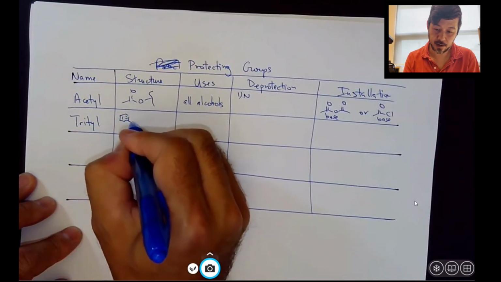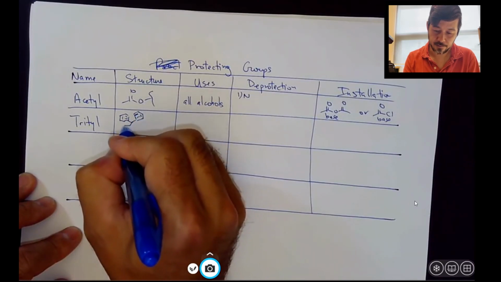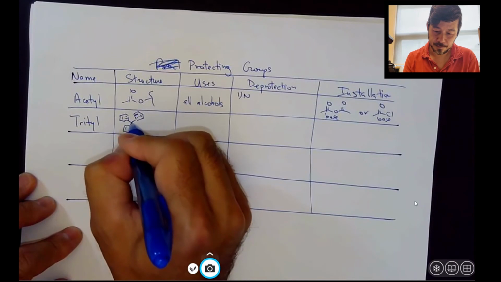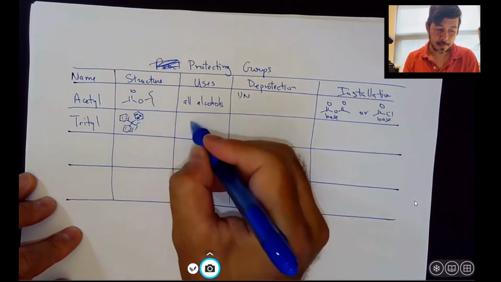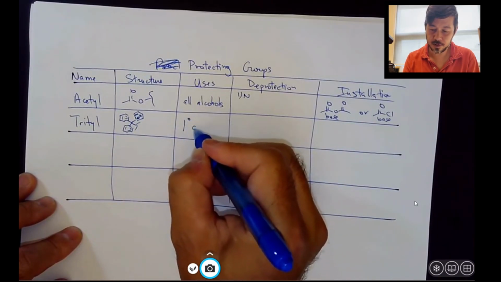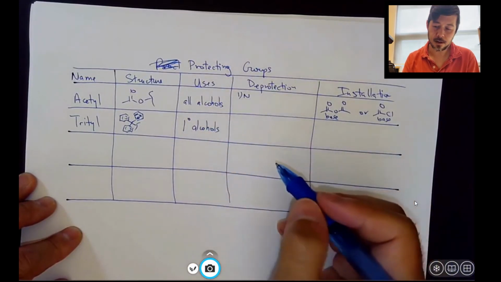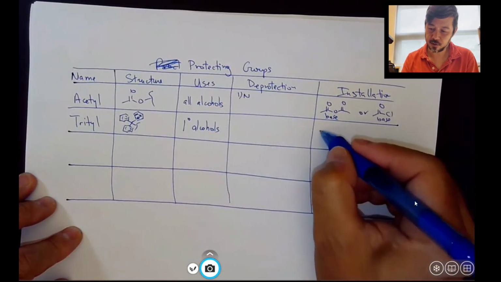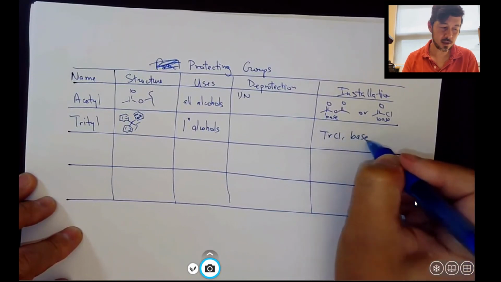Right, that's the triphenylmethyl group. In theory you can use it for alcohols, but it really works best for primary alcohols. Installation: trityl chloride with a base, like a tri-substituted base.